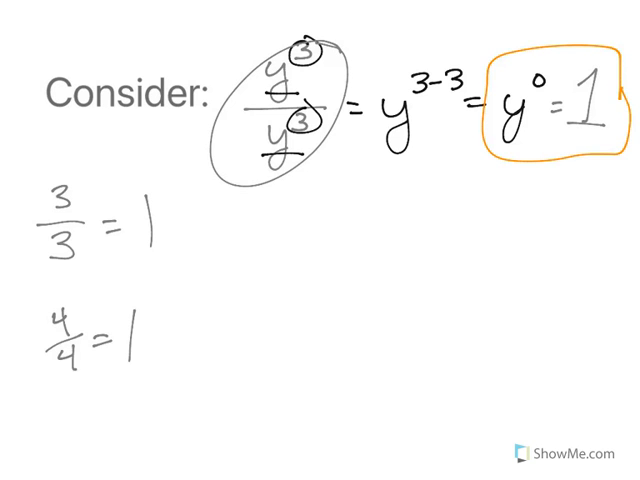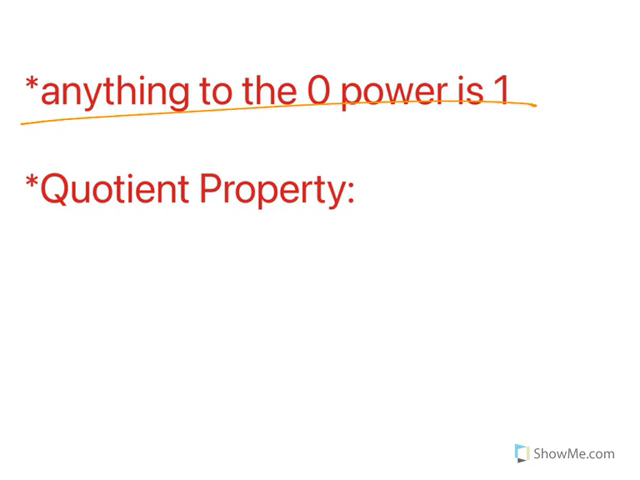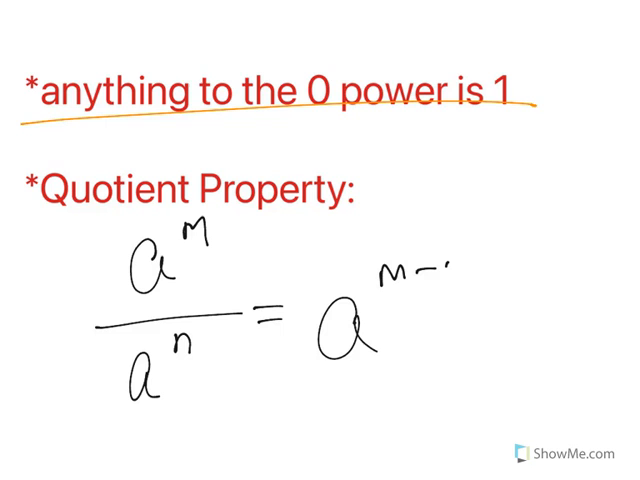So this gives us the idea that any number raised to the 0 power has a value of 1, as I mentioned. So the quotient property, if we have the same base, a to the m over a to the n, the rule is to subtract the exponents, numerator minus the denominator.